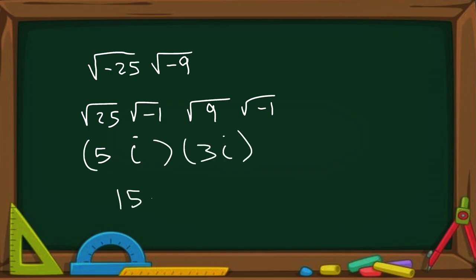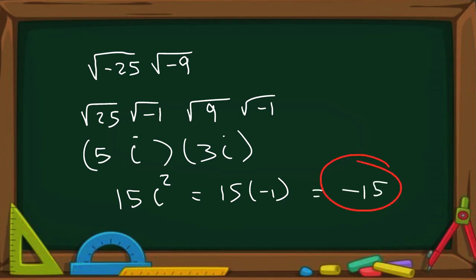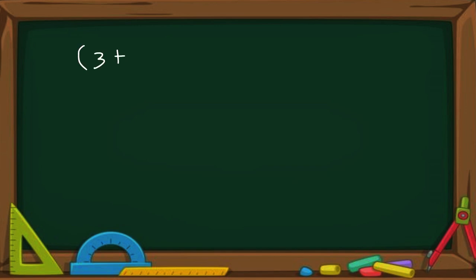5 times 3 is 15. i times i is i squared, so this is going to be 15 times -1. So the final answer is -15. And so that's it for that problem. Go ahead and multiply 3 plus 4i times 5 minus 2i.